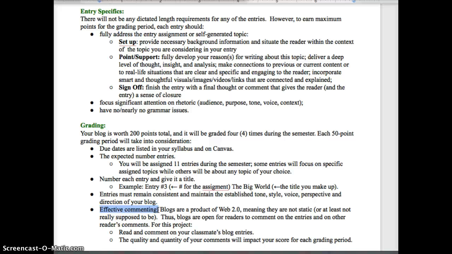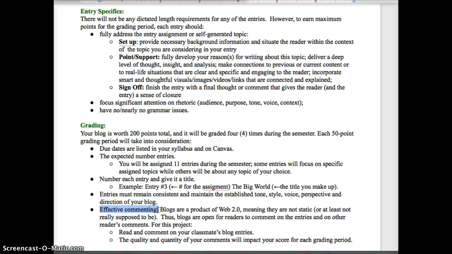You are expected to comment. This is part of creating a real audience that we are trying to appeal to and seeing who's out there, who's reading your blog and what they think about it. As far as the comments are concerned, what I'm looking for each assessment period is to see that you have commented on at least 4 of your classmates' blogs at some point during that assessment period.